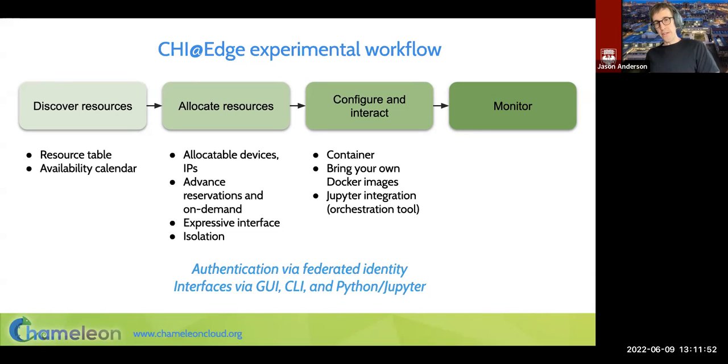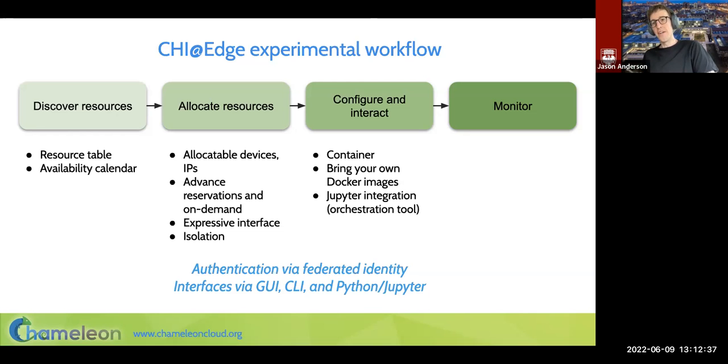One of the nice things about it working this way is that we can support you bringing your own Docker images. They can be published publicly to Docker Hub, but importantly, we also support private registries. So if you have some data or code that you don't want to publish publicly to the public Docker Hub, you can put it in a private registry. And then with CHI@Edge, you can configure it to pull from your private registry.